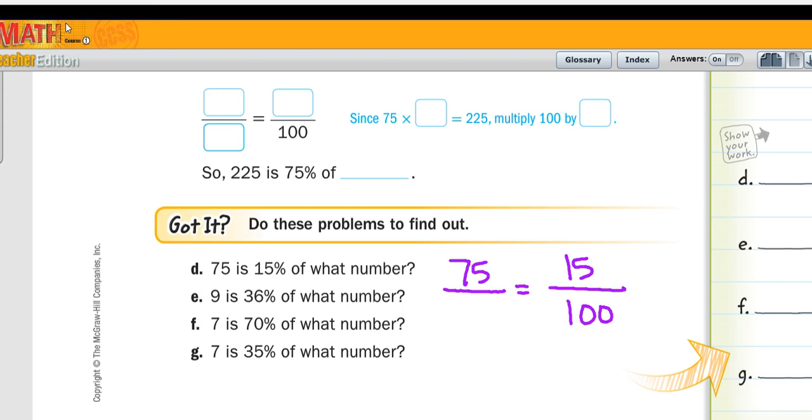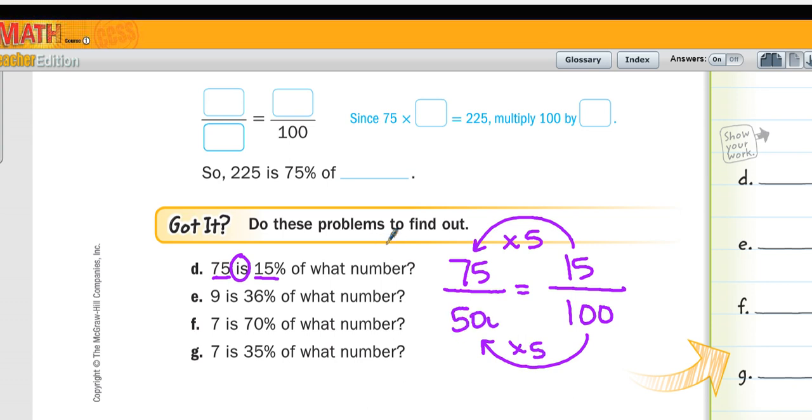Okay, so we are going to go ahead and take a look here at this first one, letter D. I have already set up the percent out of 100, and that equals 75 as the part, because 75 is 15%. To get from 15 to 75, I'd multiply it by 5. So to get from 100 to over here, I'd multiply by 5, which would give me 500. So letter D should be 500.